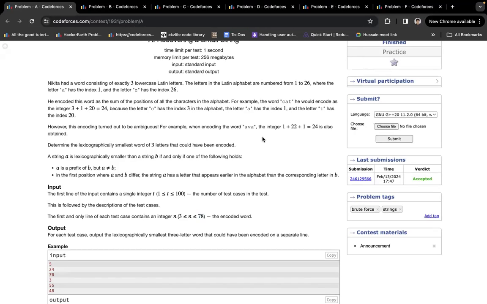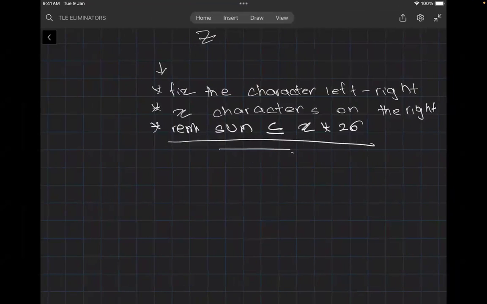Drop a yes in the chat if you guys can. Can you explain the remaining part again, the last part? Sure, sure. For example, let's say I am trying to, this has already been fixed. The sum left is 50, and I'm trying to fix what this character is.